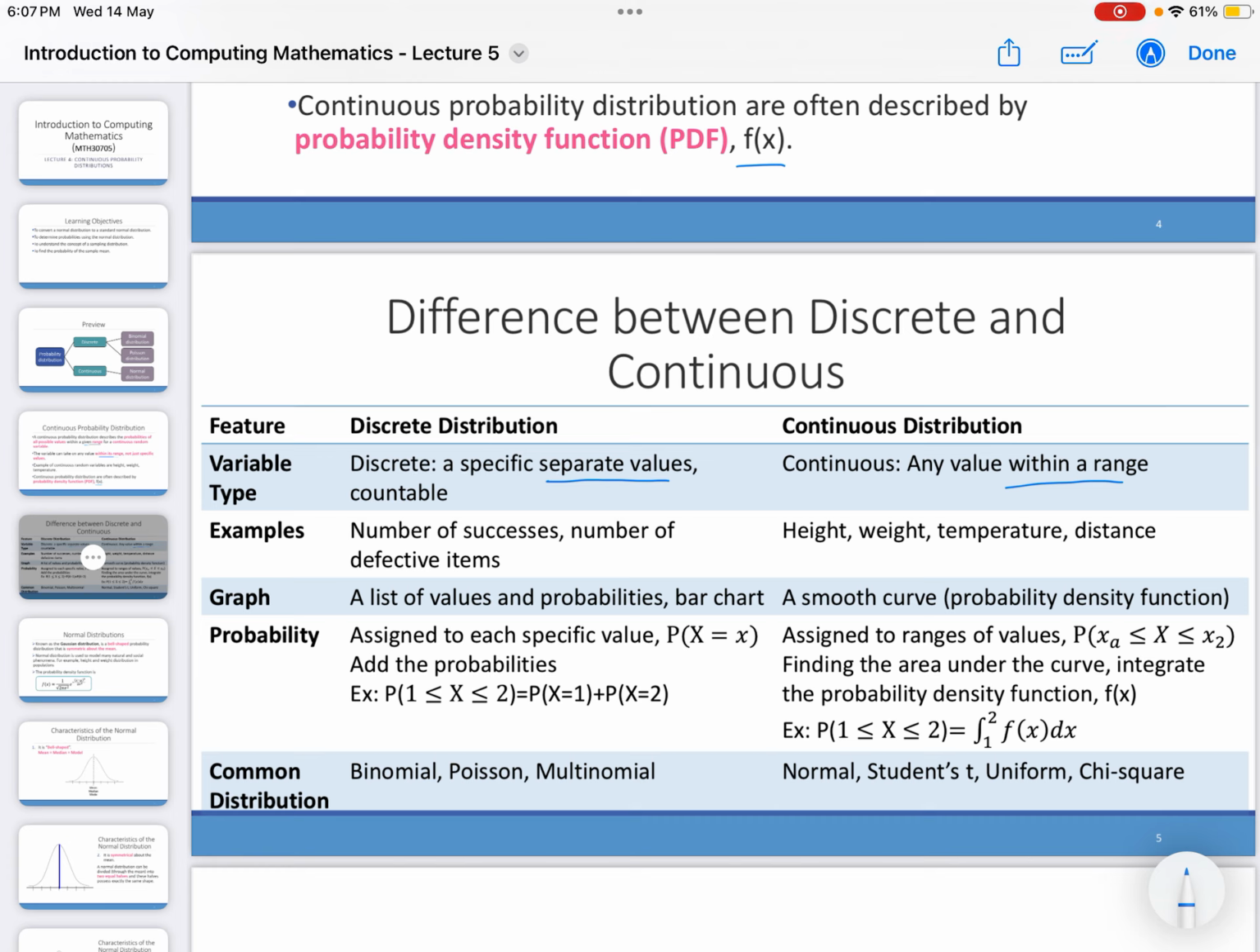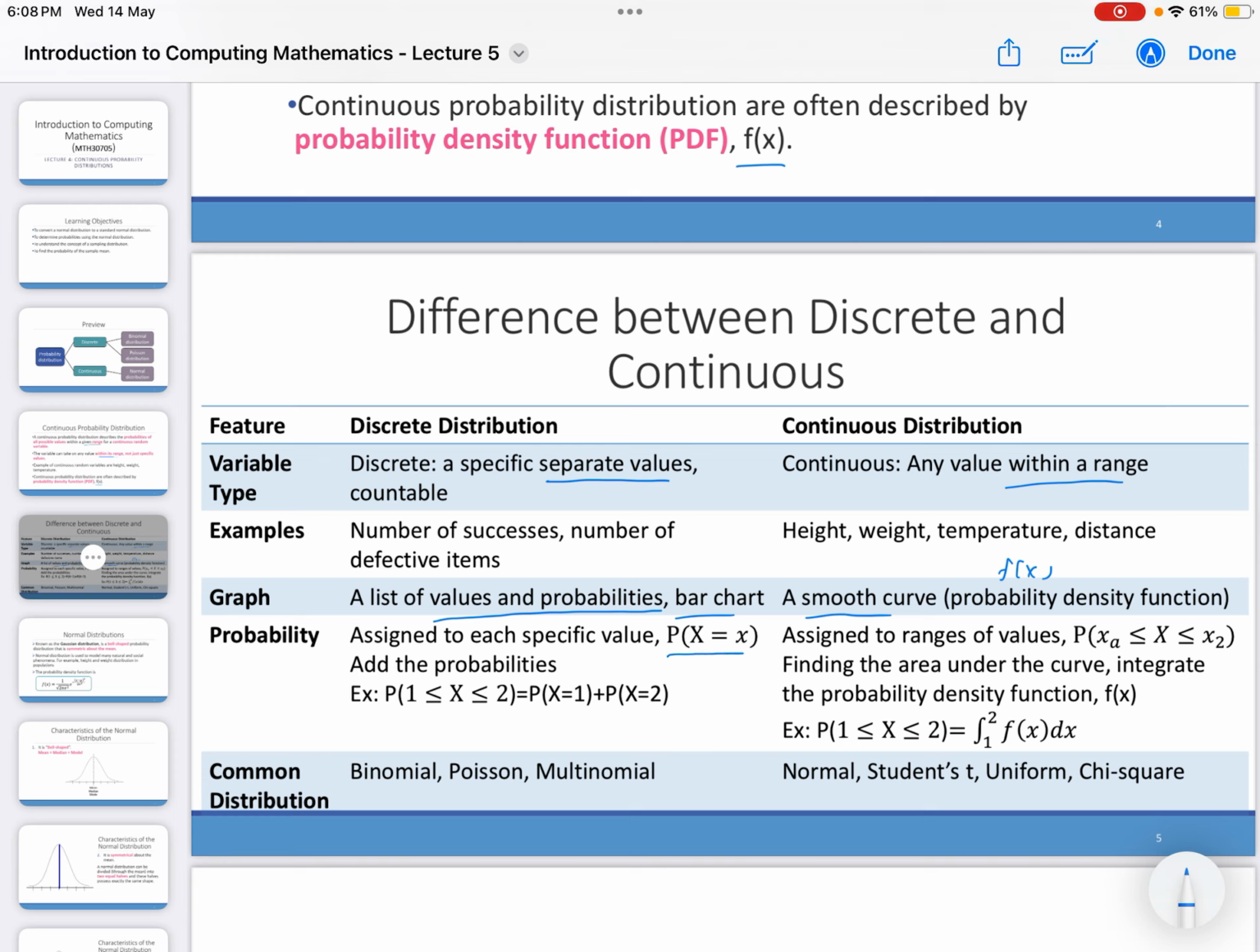Okay, and then for graph, for discrete we can have a list of values and probabilities. We can put this in a table because we have separate values for the random variable, and we can also do a bar chart for discrete. For continuous, this will be a smooth curve, since we have the probability density function f of x, so we can make a smooth curve for this f of x. For probability, for discrete, it is assigned to each specific value.